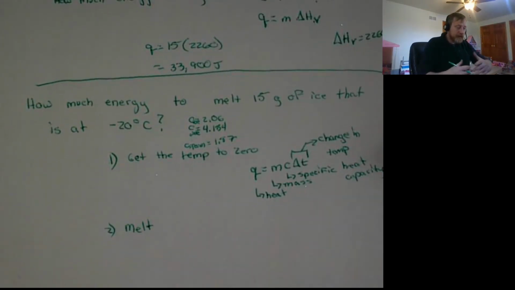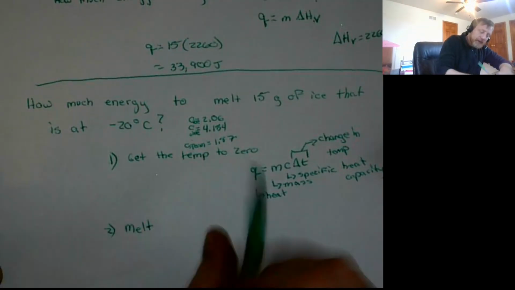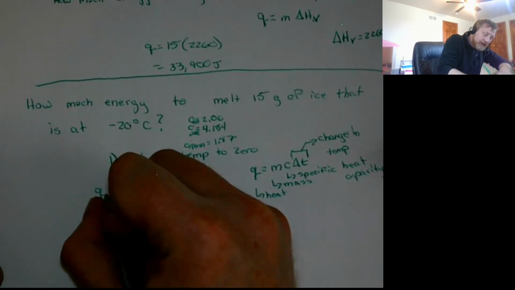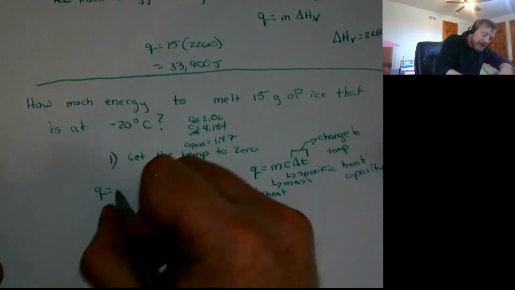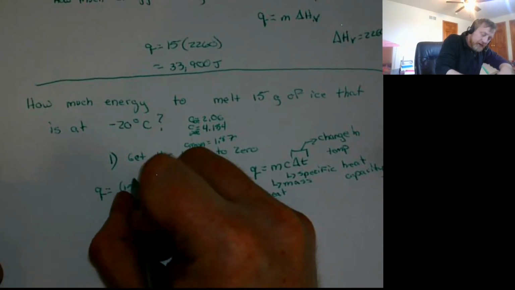So in this particular problem, we're getting the temperature to 0. We're looking for how much energy that takes. So we're looking for Q. We have a mass given to us. There's 15 grams of this stuff.